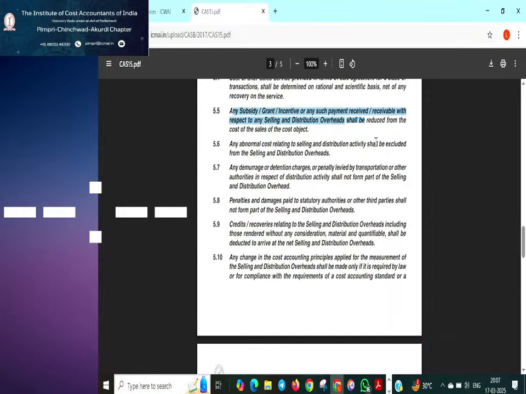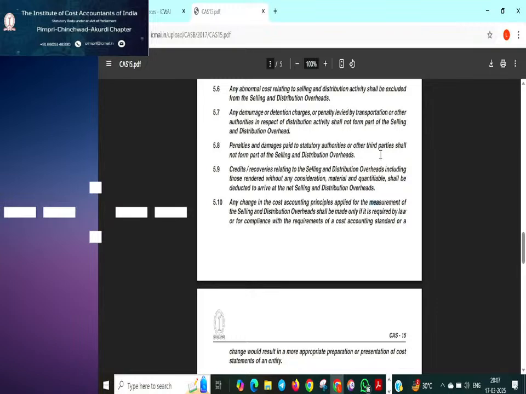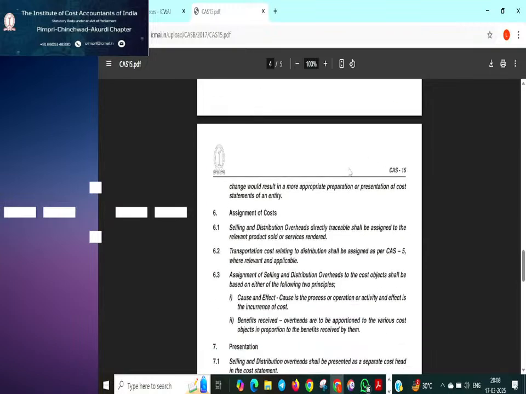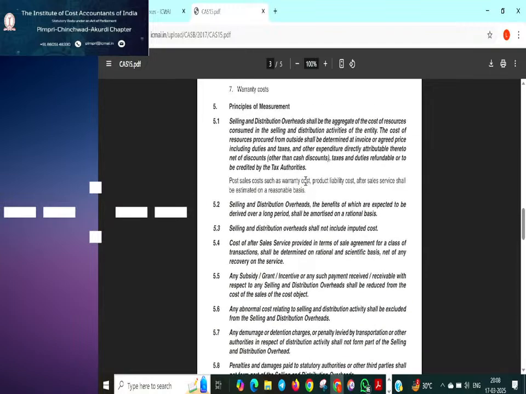Any abnormal cost shall be excluded. Any penalties, demurrage, detention charges, all those which are charged by either the transportation authority or by the government need to be excluded. It will not form part of your selling and distribution overheads. Credits and recoveries need to be adjusted. Okay, and that is all about selling and distribution.